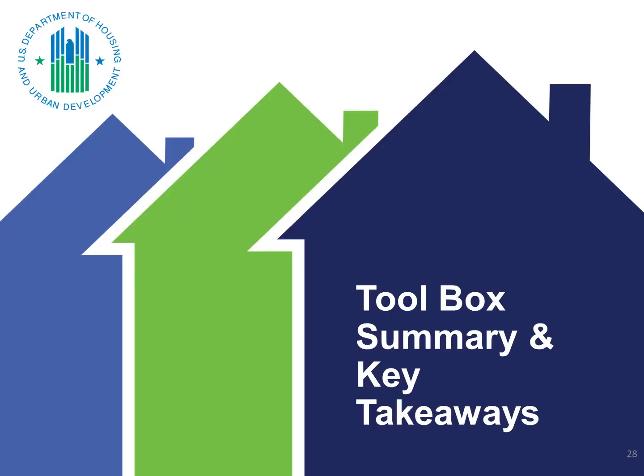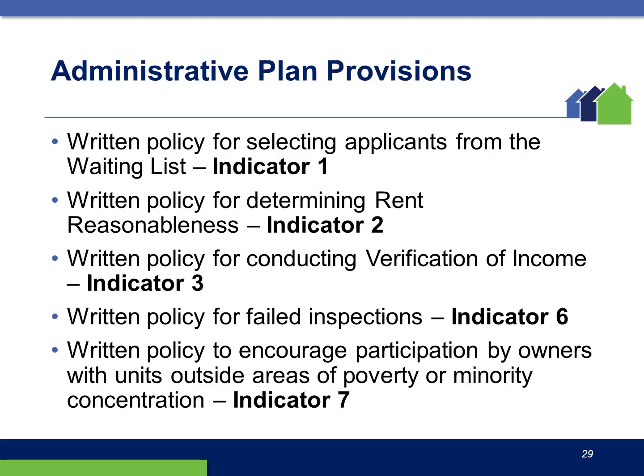To conclude this training, we'd like to review some key takeaways. There are a handful of indicators which require specific written policy in order to be successful for SEMAP scoring. Written policies are needed for selecting applicants from the waiting list for Indicator 1, determining rent reasonableness for Indicator 2, conducting verification of income for Indicator 3, failed inspections for Indicator 6, and encouraging participation by owners with units outside areas of poverty or minority concentration for Indicator 7.